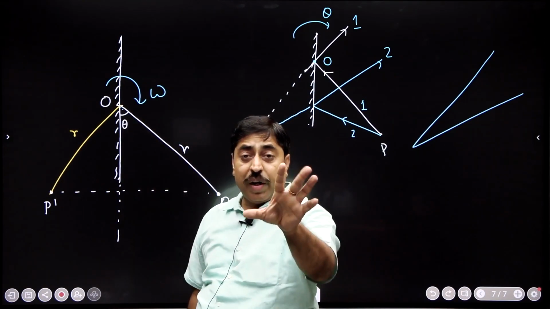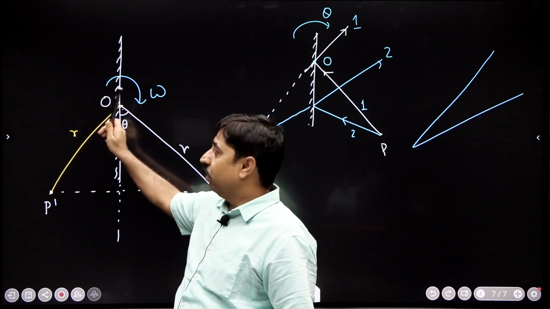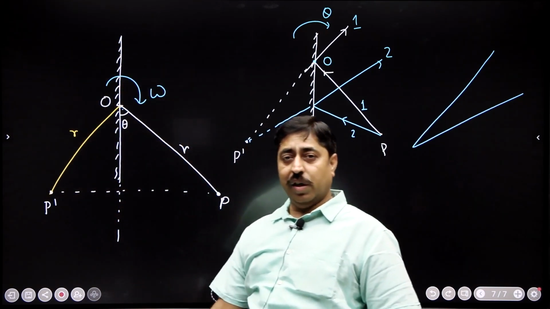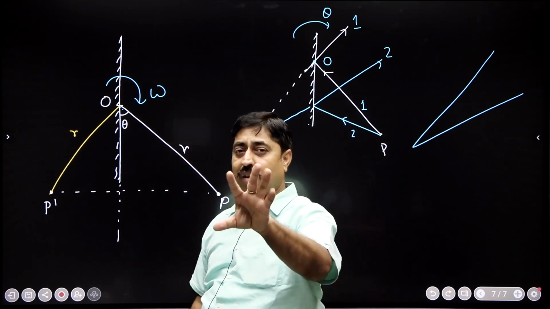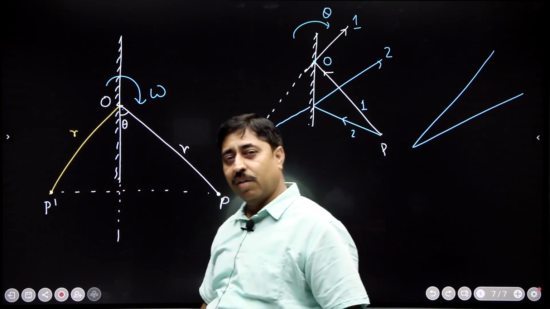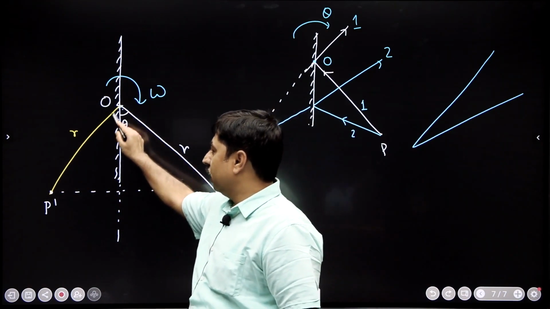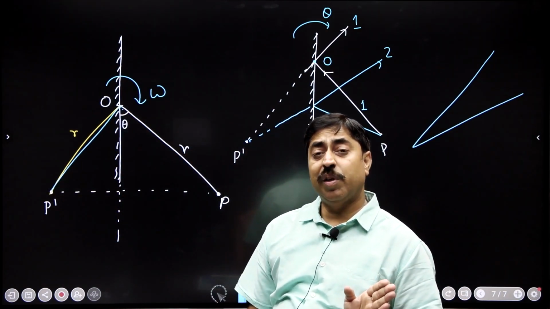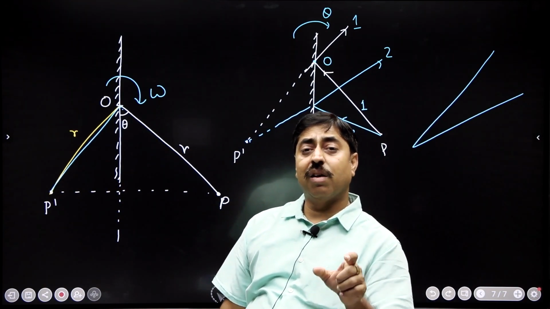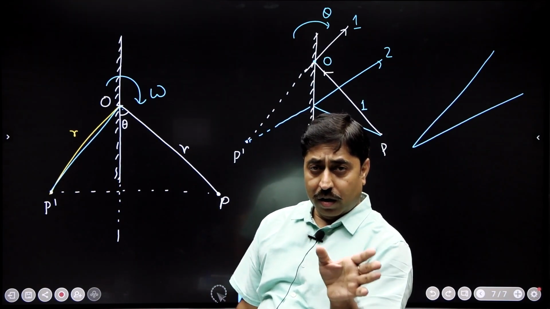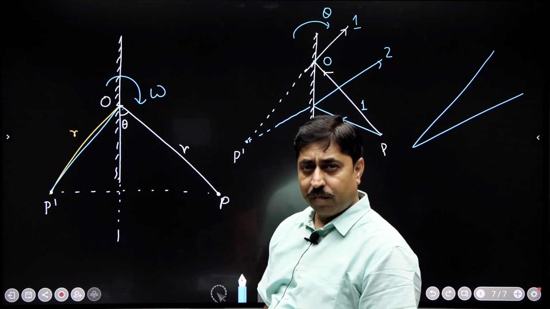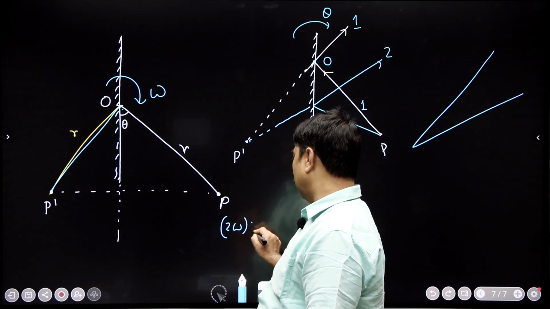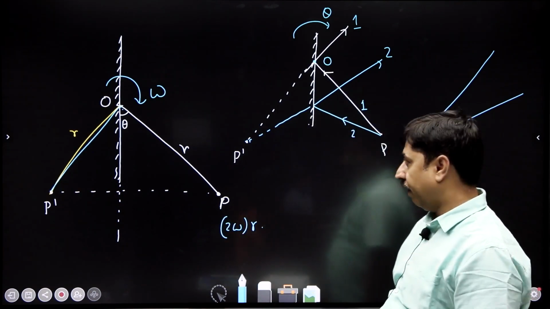So with respect to O, if you look at this point, if the mirror tilts by an angle theta, this point will rotate by 2 theta. So if the mirror has an angular speed omega, this point has an angular speed 2 omega, and this distance being r, somebody sitting here will see that image P dash is rotating at an angular speed of 2 omega on a circular path of radius r. So the speed of point P dash will be 2 omega into r, isn't it?